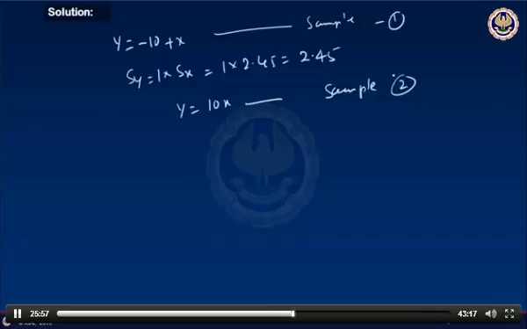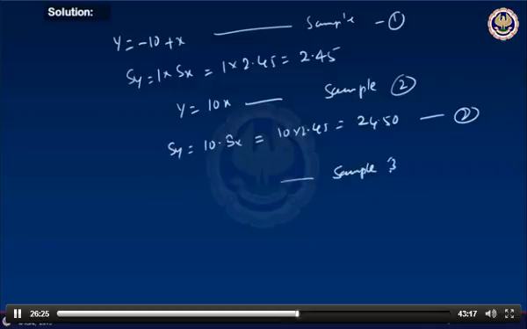That is, the standard deviation of y is this coefficient 10 times the standard deviation of x. Standard deviation of x is 2.45, so 10 into 2.45 is 24.50 for sample 2. Now, lastly, for sample 3, we have to compute the standard deviation.